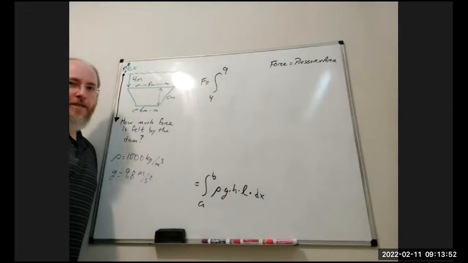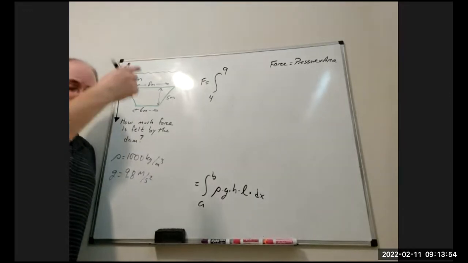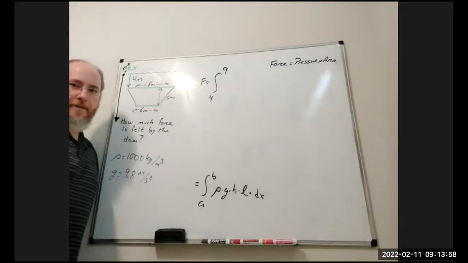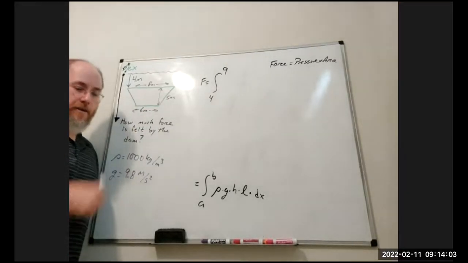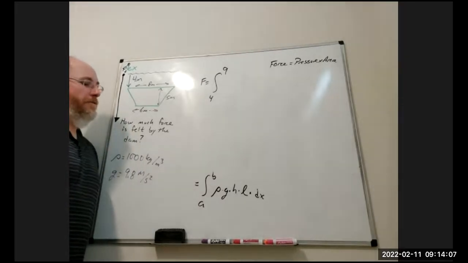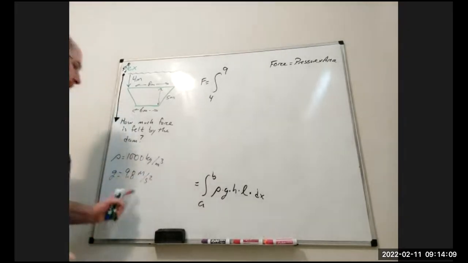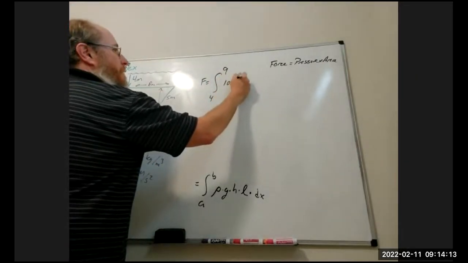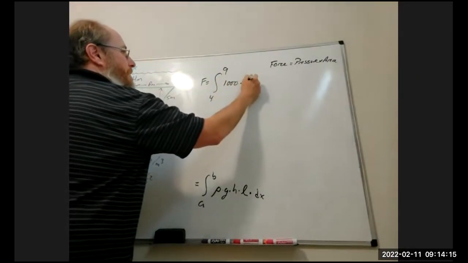So here's the first reason that I do 0 at the top and greater as I go down, is it makes it so that my bounds are always positive. I'd much rather have positive numbers to plug in than negatives. All right, so we're going to go from 4 to 9. Now, I can put in my density and I can put in my gravity. So I'm going to get my 1,000 times 9.8.